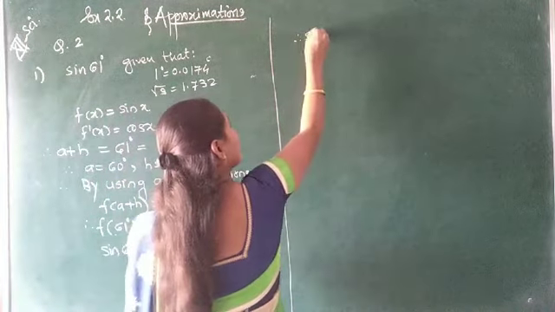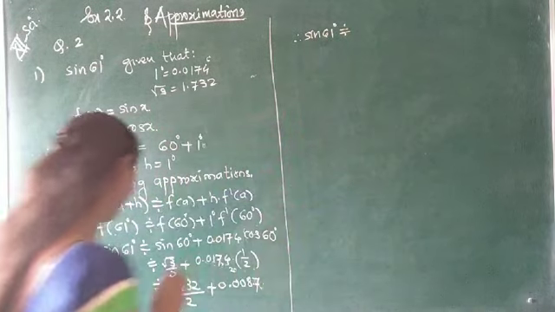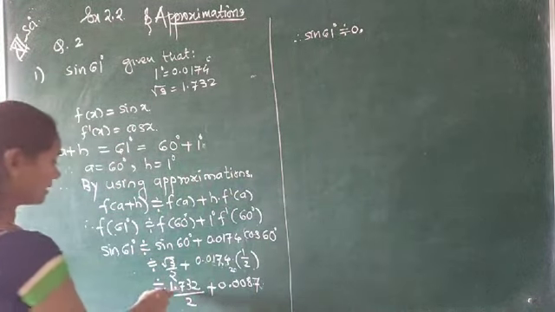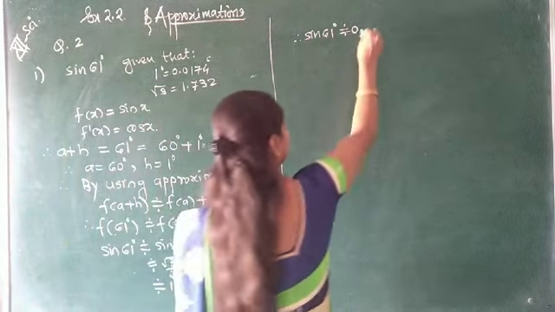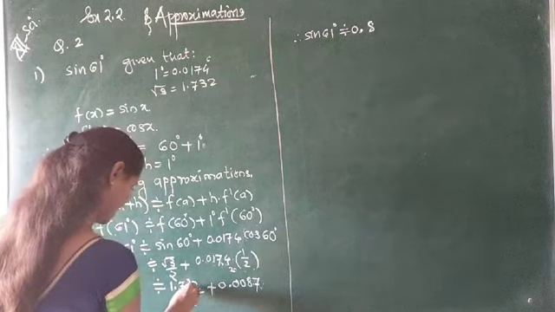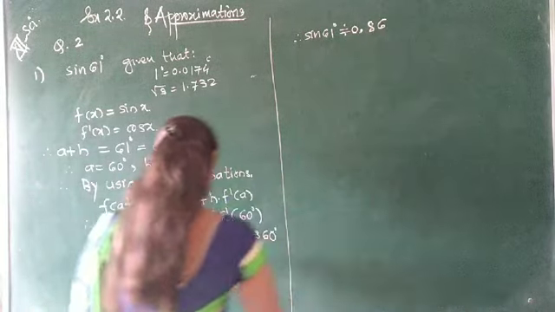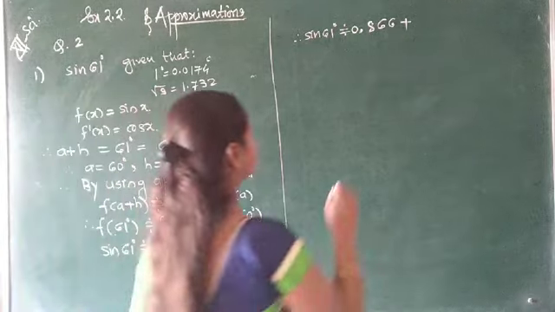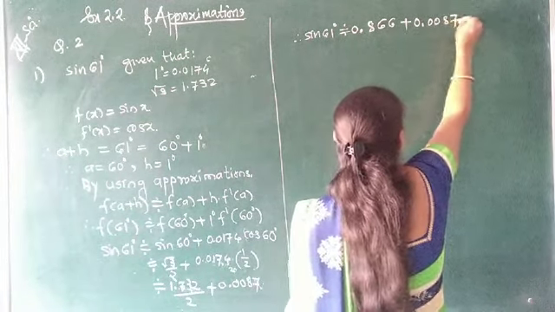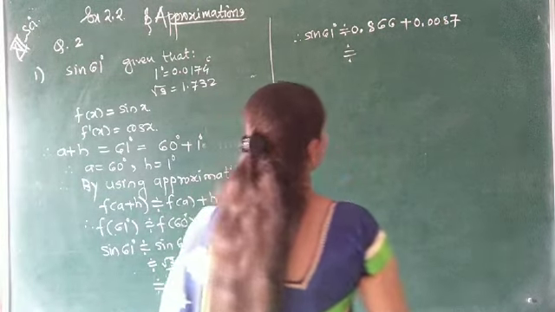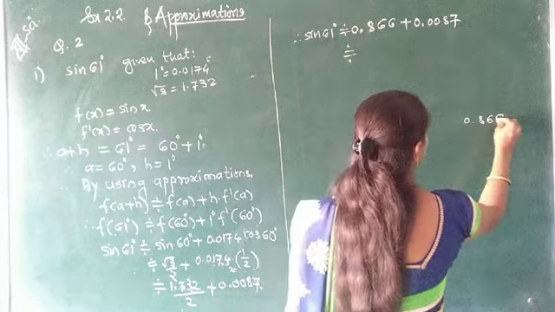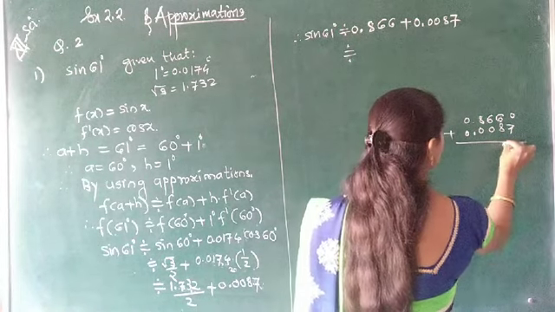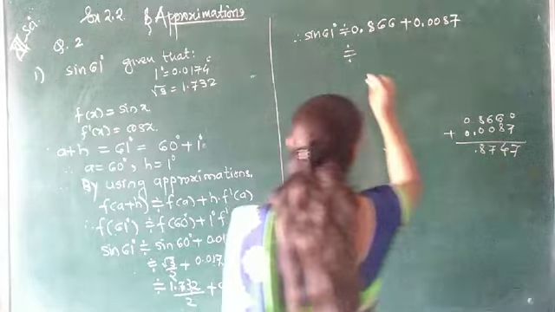Therefore sin 61 degree is 1.732 divided by 2, which is 0.866, plus 0.0087. Now we take the addition: 0.866 plus 0.0087 gives 0.8747.